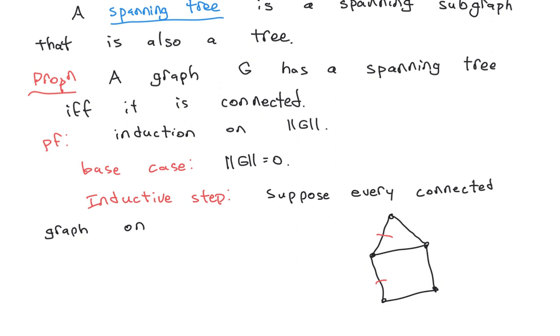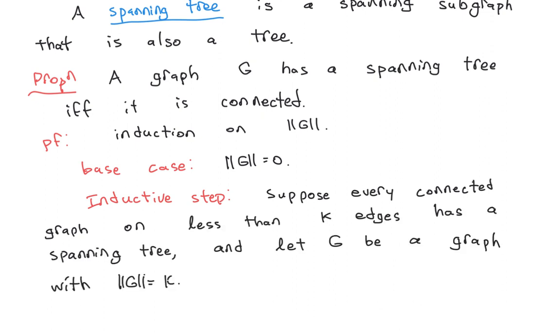We're going to prove this result by induction on the number of edges. If there are no edges and you have a connected graph, then your graph consists of only one vertex, and that vertex by itself is a spanning tree. So then, for the inductive step, we're going to assume that for every connected graph on less than k edges, there's a spanning tree, and now we're going to consider a graph that has k edges. Here, k is some positive integer.